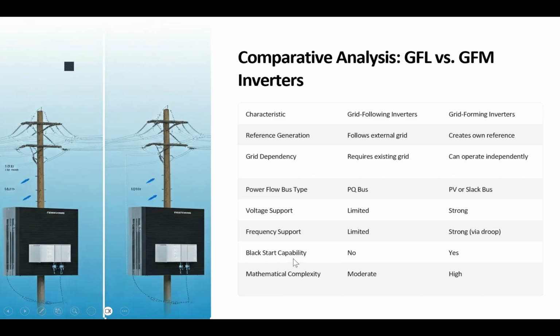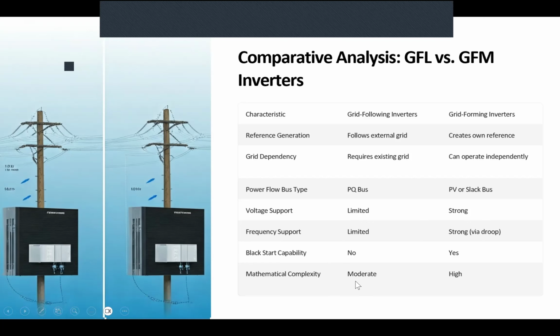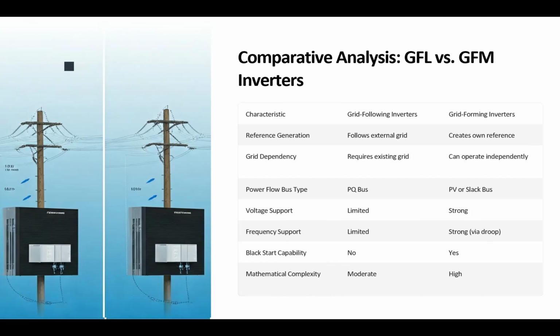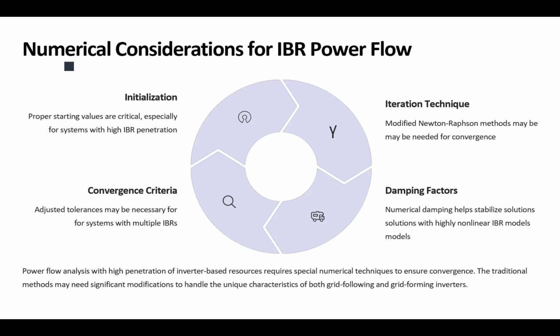For black start capability, it's not related to power flow analysis, but we already know that the GFL cannot have black start, GFM can. And mathematical complexity: again, that nonlinearity that it adds, you already saw in the Jacobian matrix. GFL is moderately complex, but GFM is completely nonlinear, a huge difference.